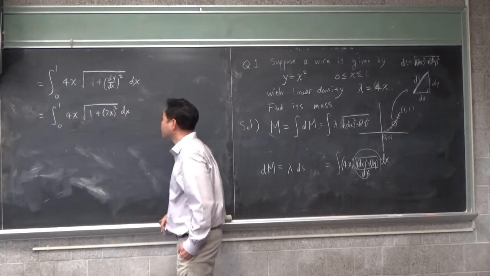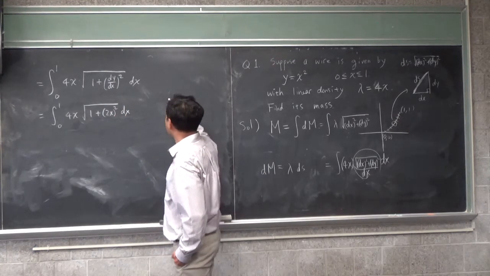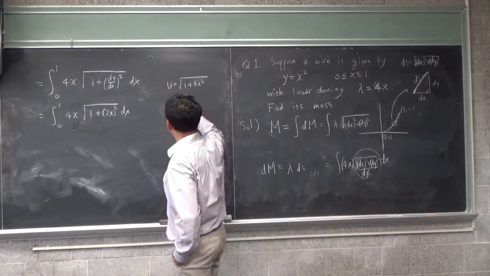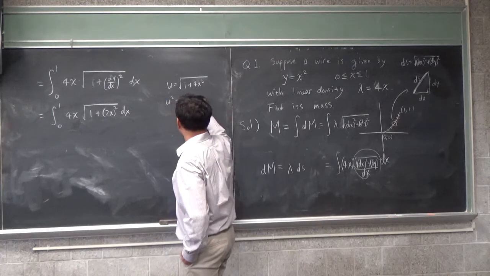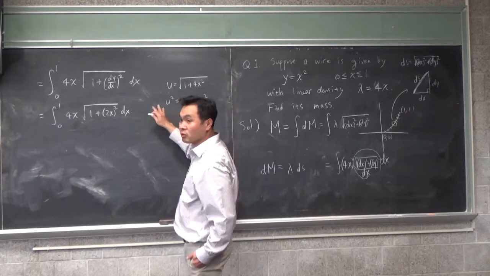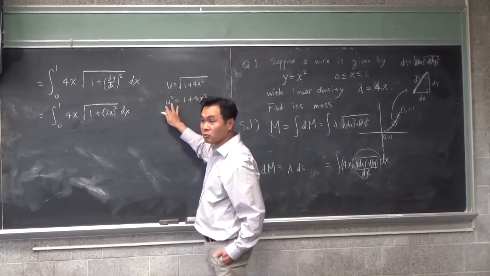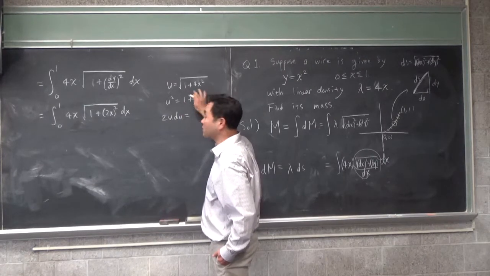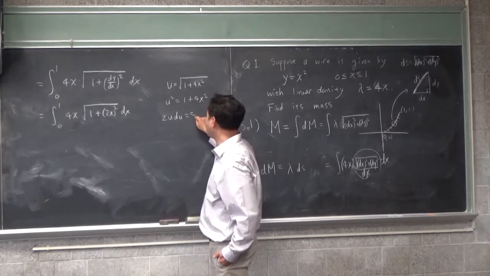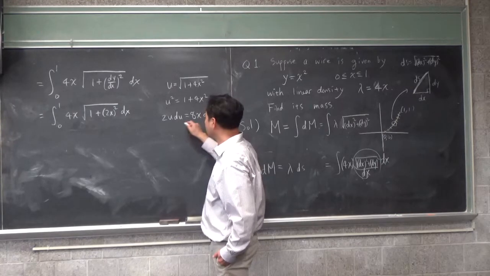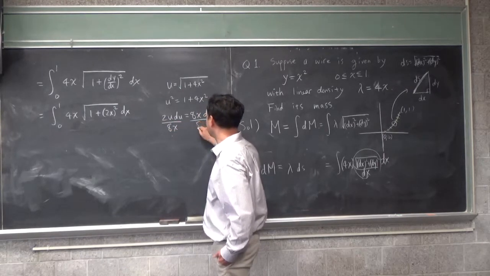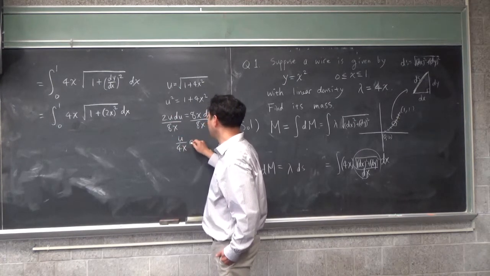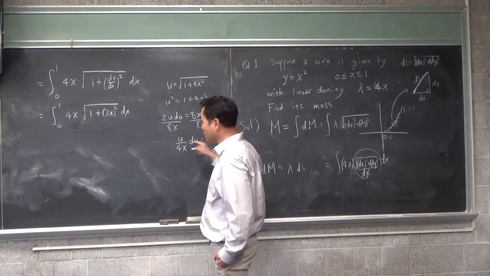Okay. And you want to say u is equal to square root of 1 plus 4x squared. u squared is 1 plus 4x squared. And you differentiate both sides. So if you differentiate u squared, what happens? 2u du. If you differentiate the right side, you get 8x dx. Divided by 8x, this reduces, so you get u over 4x du equals dx. And that's going to cancel, right?